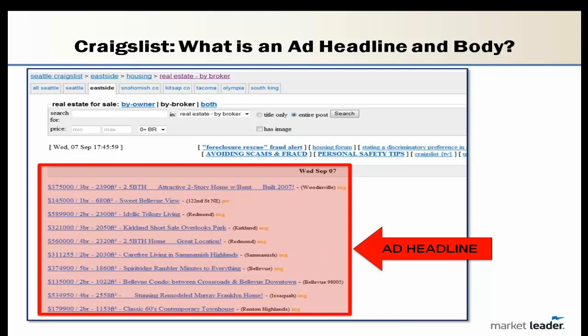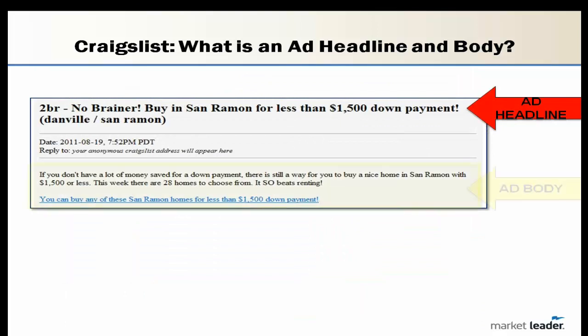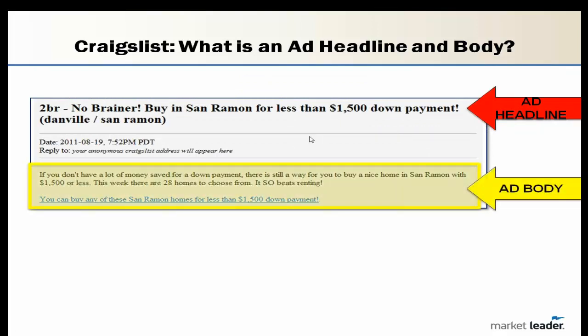So it has to stand out. It has to be unique. It has to speak to that audience. So here's an ad headline, and here's an ad body. So the first thing, again, I have to get them enticed to click my ad headline to open up my ad. The next thing I have to do is write a great ad body that entices them to do the call of action.